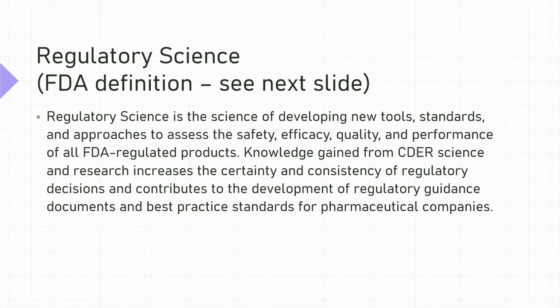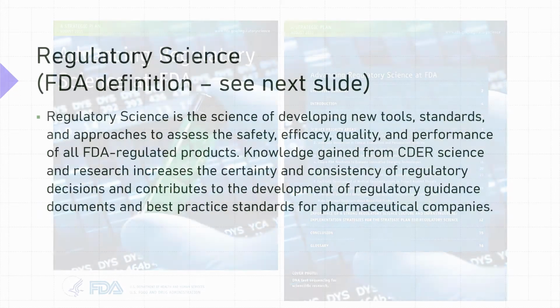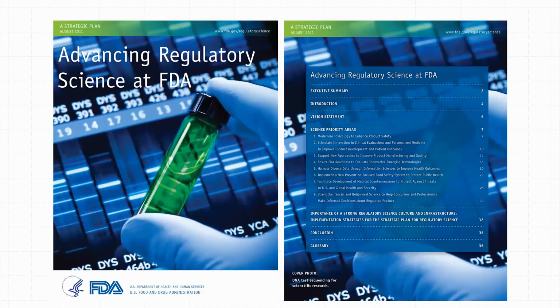So FDA has a definition that they put out. It's the science of developing new tools to assess the safety, efficacy, quality, and performance of all FDA regulated products. The knowledge gained from the science and research increases the certainty and consistency of regulatory decisions. This is the report that was issued in the year 2011. So it's been around a good 10 years. And it describes what regulatory science is.